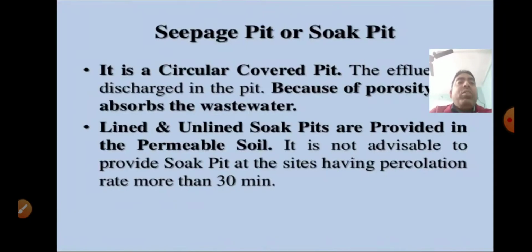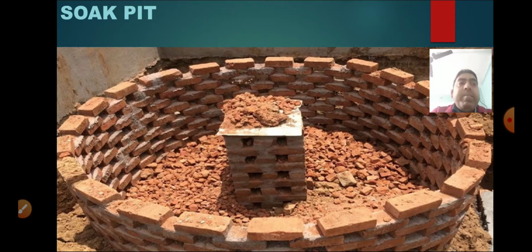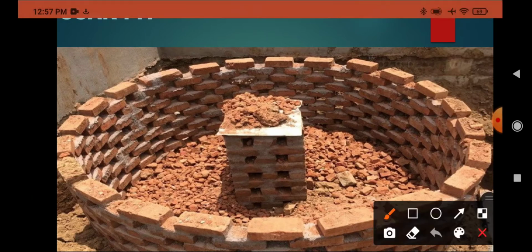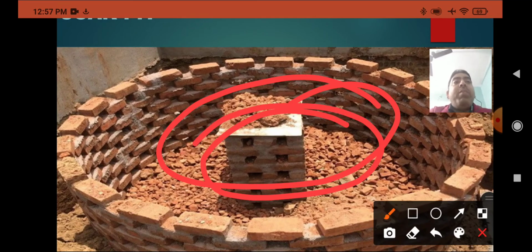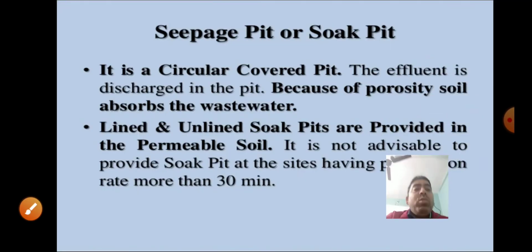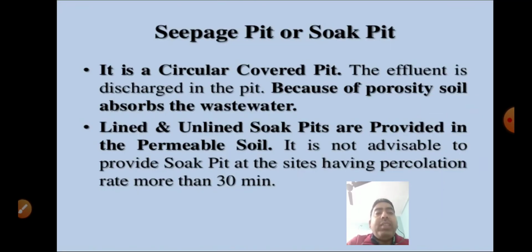We make this with the help of pebbles or brick pieces, and sewage flows into the soak pit through the pipes or the drain, and the water is absorbed in the ground. All the dirty water which is coming from our homes is absorbed here. You can see here some diagram of that. It is a circular covered pit. The effluent is discharged in the pit, and because of the porosity, the soil absorbs the waste water.